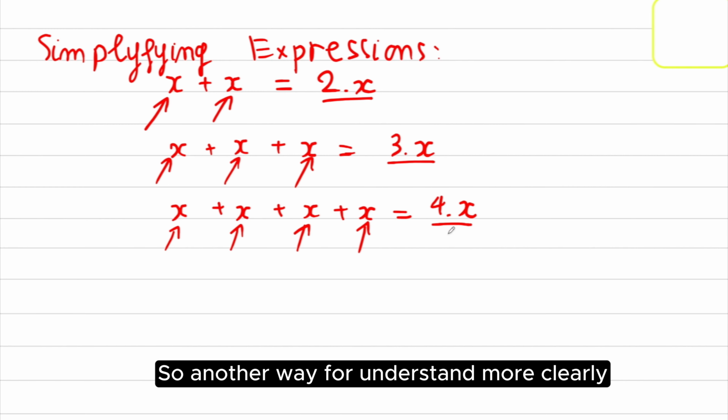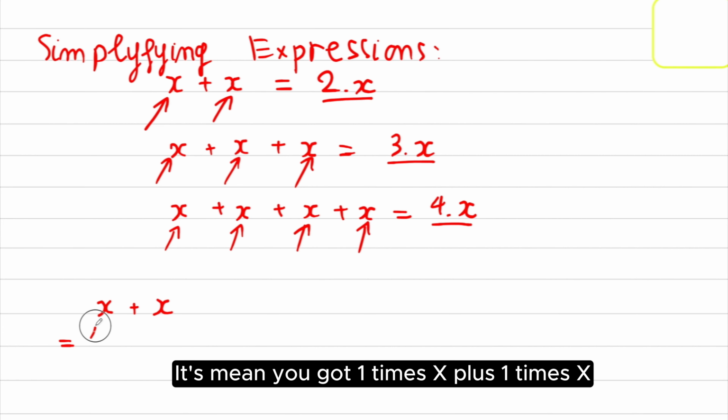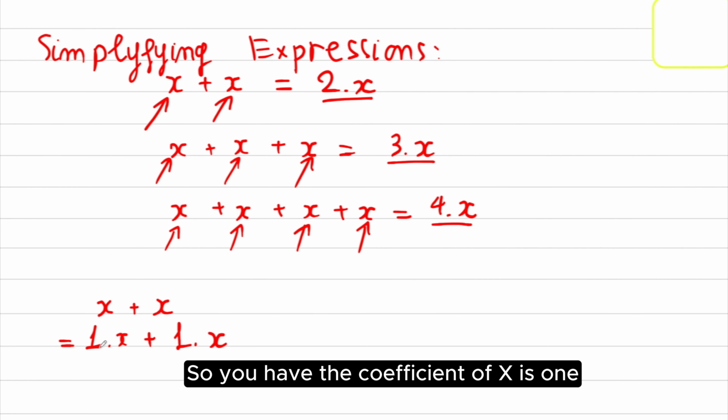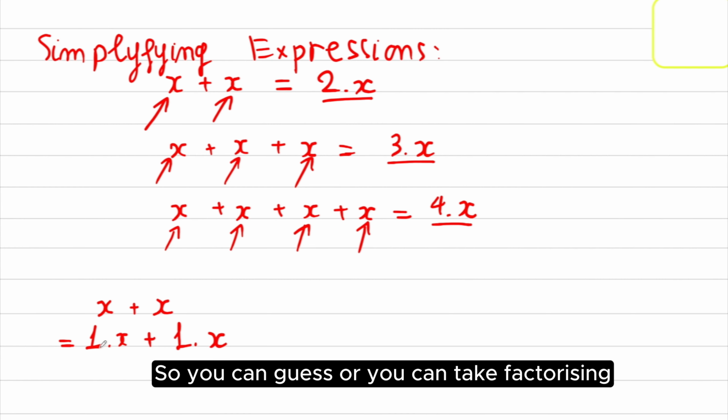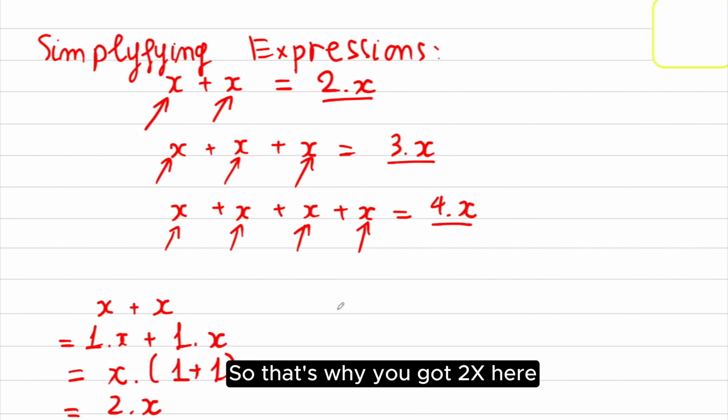Another way to understand this expression more clearly: you got h plus h. It means you got 1 times h plus 1 times h. So you have the coefficient of h is 1. You can guess, or you can use factorizing. You take h outside the bracket and you got 1 plus 1. So 1 plus 1 is 2. So that's why you got 2h in here.